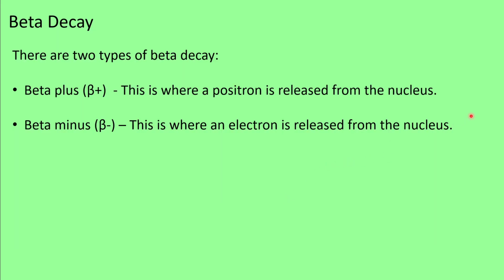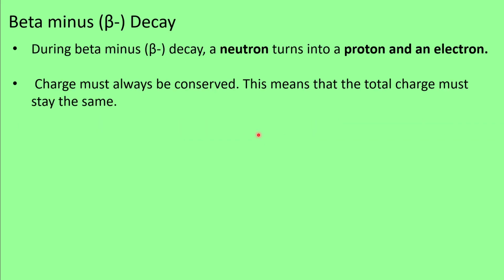Okay, we're going to move on to beta decay now. Now there are 2 types of beta decay. There's beta plus, where it's a positron emitted from the nucleus, and beta minus, where it's an electron emitted from the nucleus. We're going to start looking at beta minus decay.